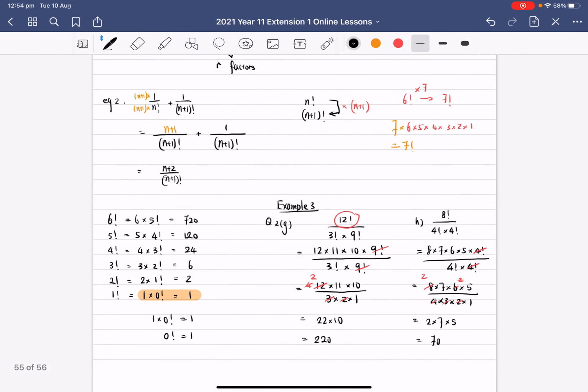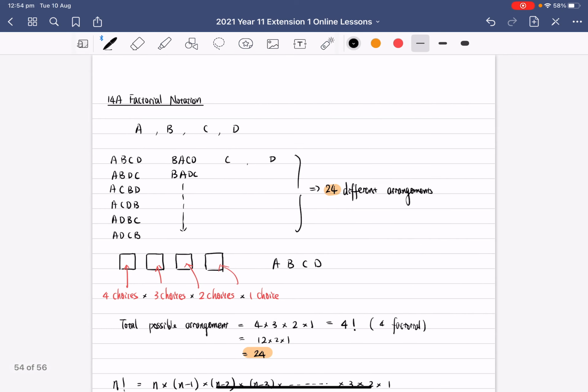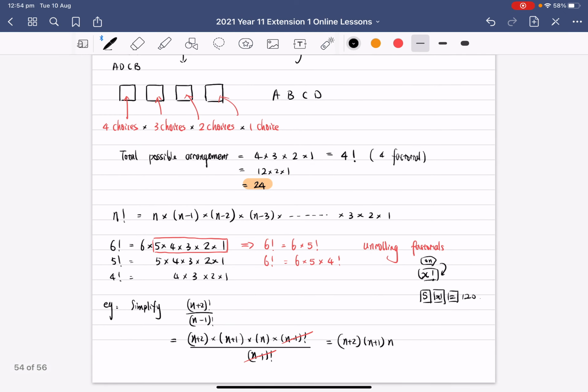That is how you are supposed to do the questions. Again, as I said, it's a very simple exercise. Try to understand how to deal with the factorial notation. And then in the next exercise, we're going to talk more in detail about counting, order and selections. Okay, thank you.